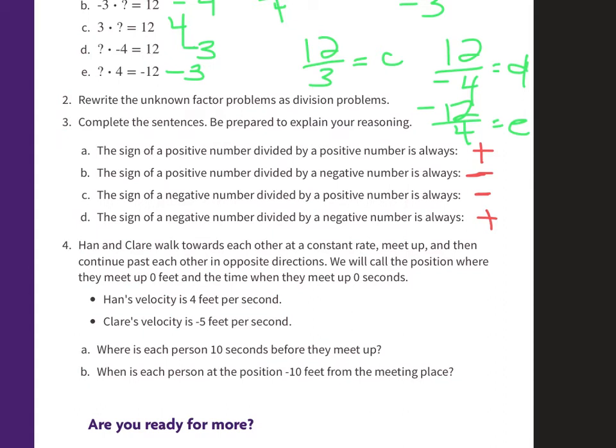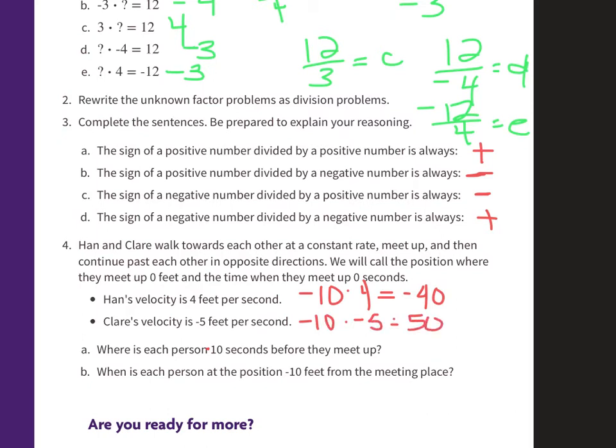So we're just going to multiply. 10 seconds before, that means it's going to be negative, so we just go negative 10 times 4, and we get negative 40. And then we go negative 10 times negative 5, we get positive 50.